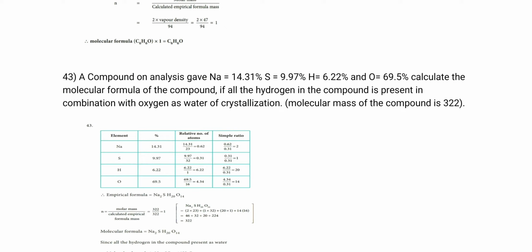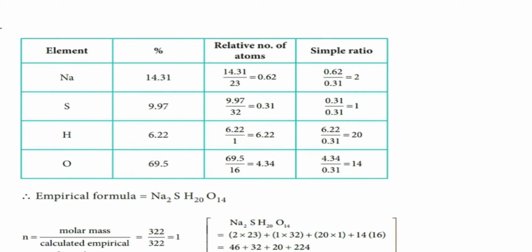Next question. A compound on analysis gave sodium 14.31%, sulfur 9.97%, hydrogen 6.22% and oxygen 69.55%. Calculate the molecular formula of the compound. If all the hydrogen in the compound is present in combination with oxygen as water of crystallization, the molecular mass is 322.